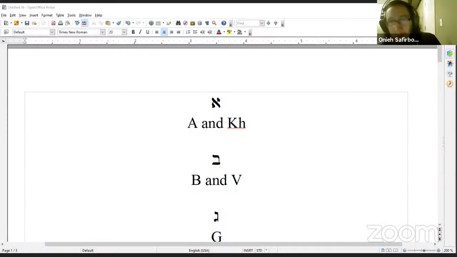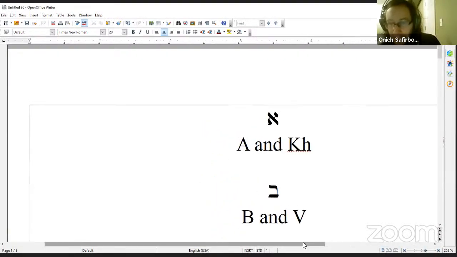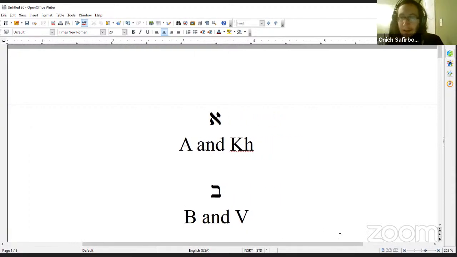So I'm going to share my screen so you can follow along with the letters that I'm pronouncing. One moment while I do that. Okay, so I have a document file here with each letter of the Hebrew alphabet, as well as the pronunciation values that I assign to them.